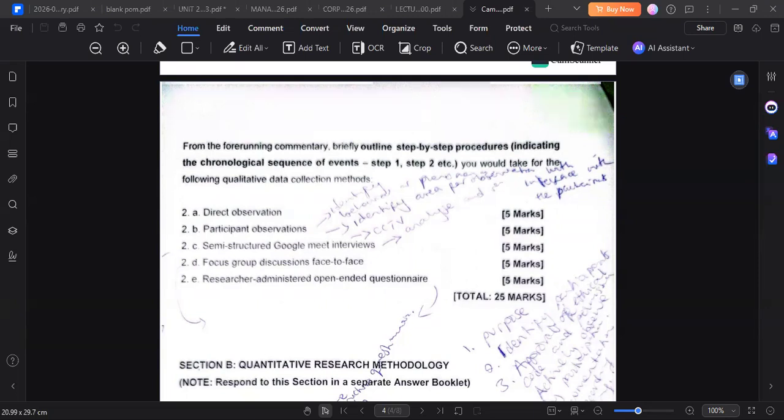Participant observation step by step. How do we conduct that? Number one, identify the group that you want to choose. So you choose a group that is related to your study. Is the Chilimba congregation?